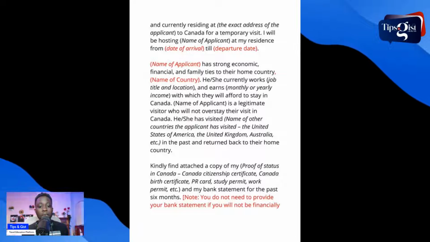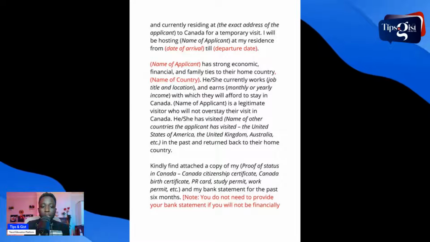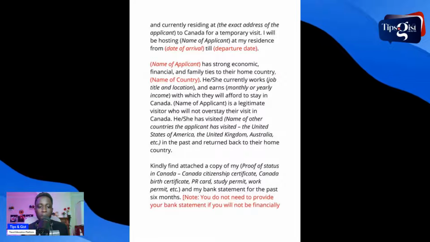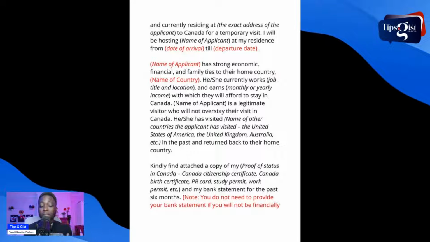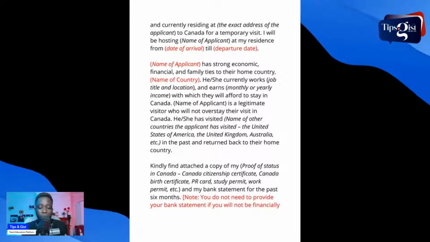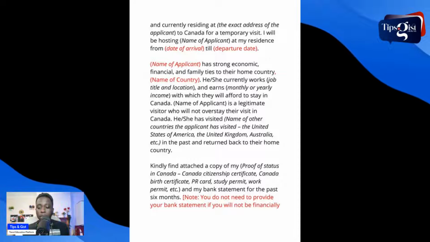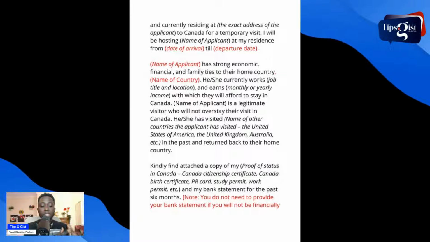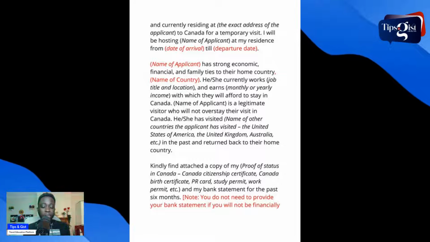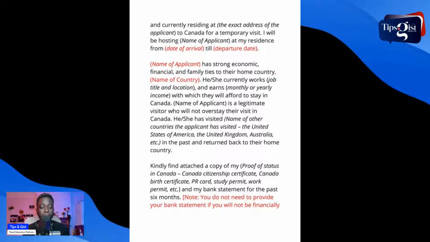I am inviting him to Canada for a temporary visit. I'll be hosting John Mensah at my residence. That is my house. You state the date that John Mensah will be arriving and the date he will be leaving, so from 2nd September to 27th September, if John Mensah will be spending about 3 weeks. So you see, you have to do that. Now you have to leave a space.